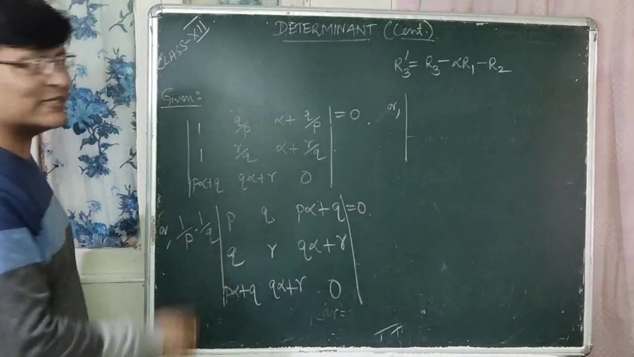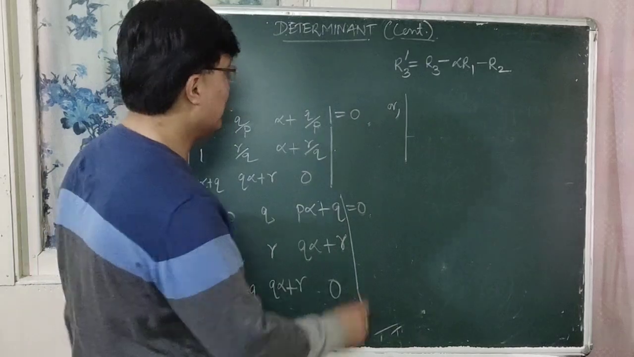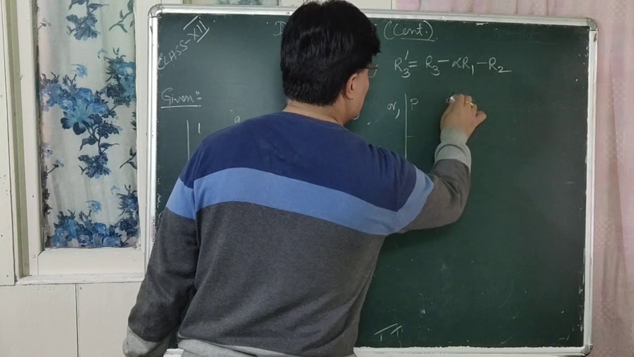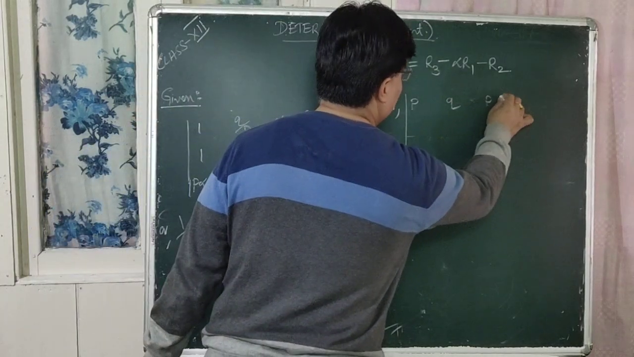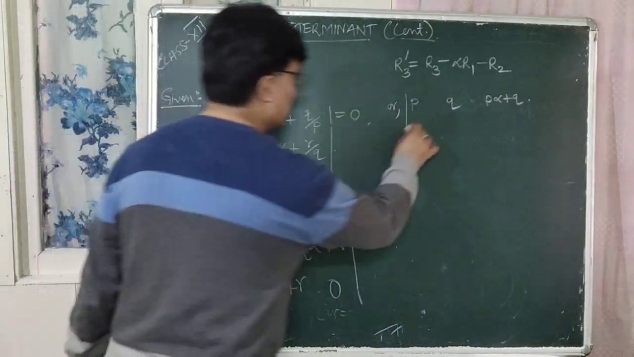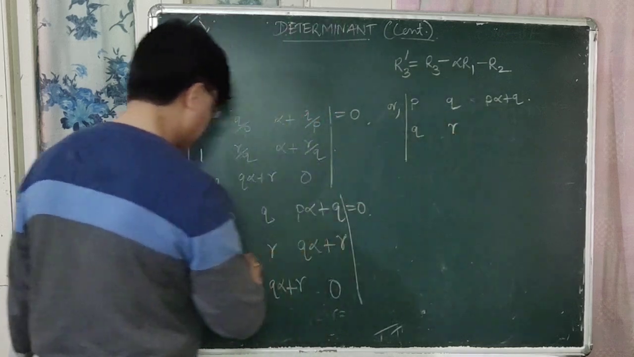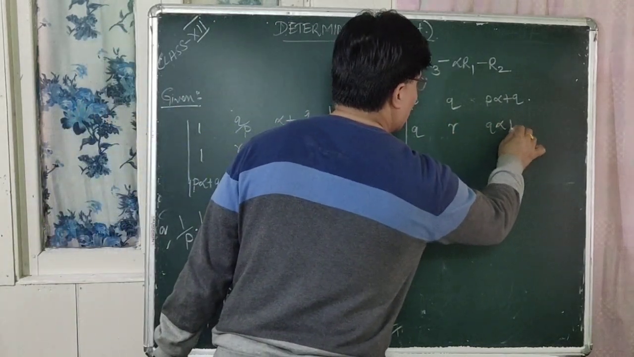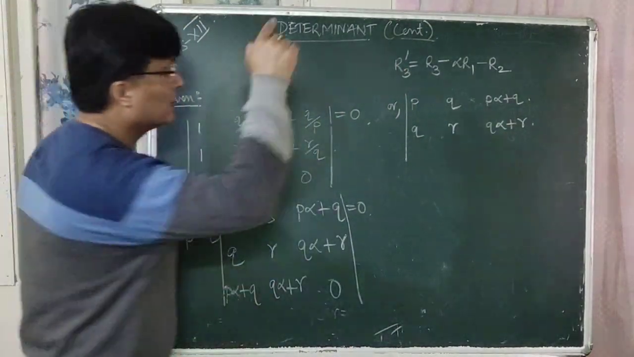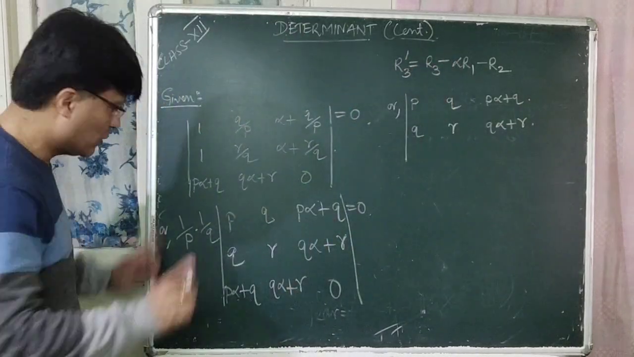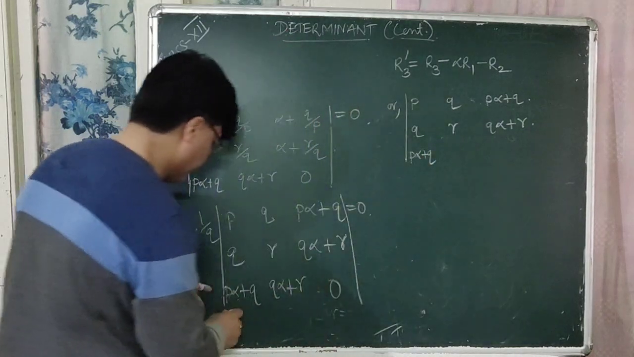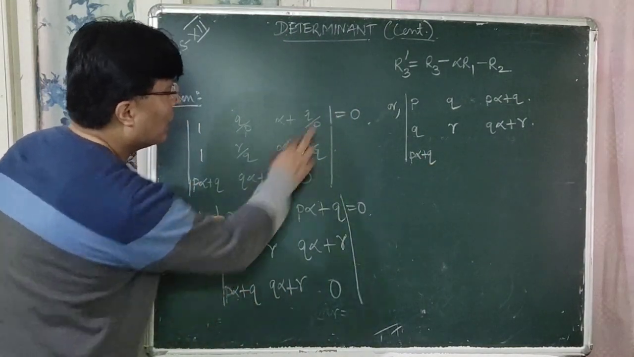Now only the third row will be changed. First row and second row remain the same. First row is P, Q, and P alpha plus Q. Row 2 also remains the same, that is Q, R, and Q alpha plus R. Now, how can you change this row 3? That is R3 minus alpha R1 minus R2. What is R3 here? P alpha plus Q.